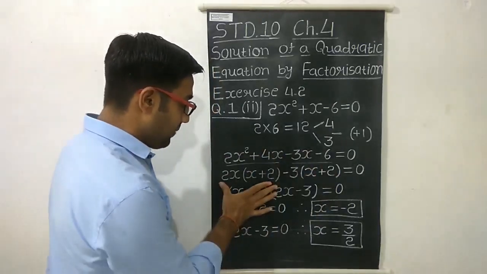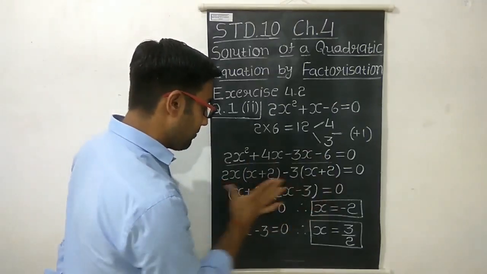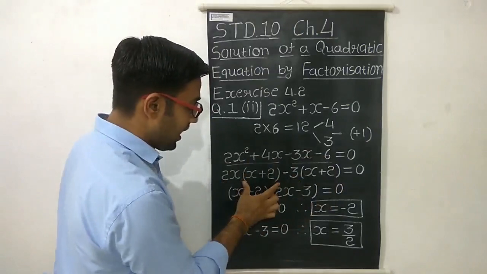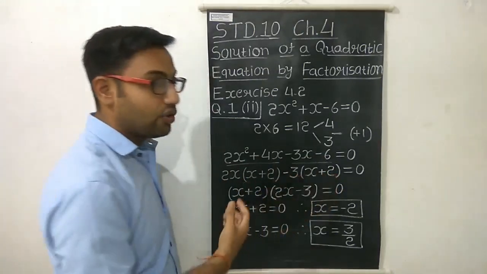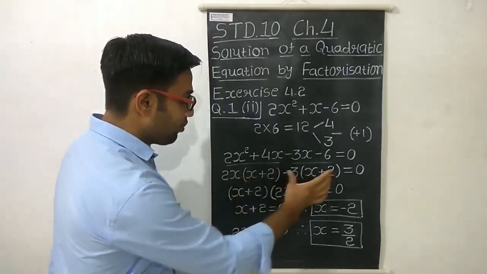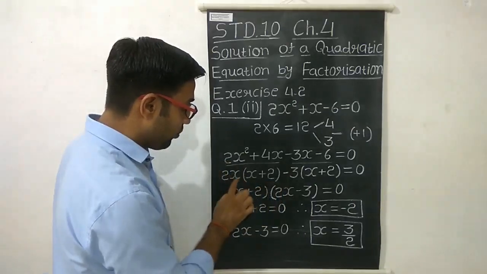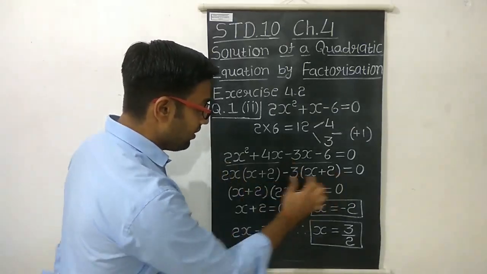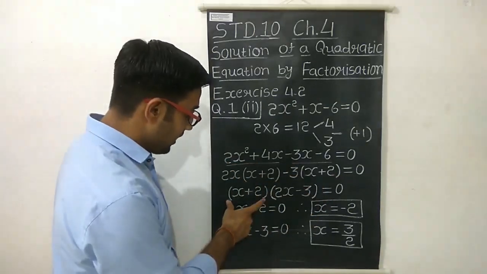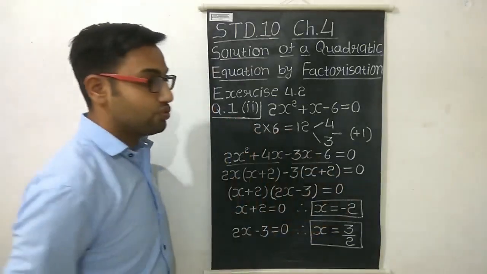Now you can notice that out of 4 terms, only 2 terms are remaining. And from both these 2 terms, you can notice that x plus 2 is again common. So we take x plus 2 from both terms as common. Doing so, what will remain here? Only 2x. And what will remain here? Minus 3. So put it in another bracket. So we get x plus 2 in one bracket, 2x minus 3 in another bracket, is equal to 0.